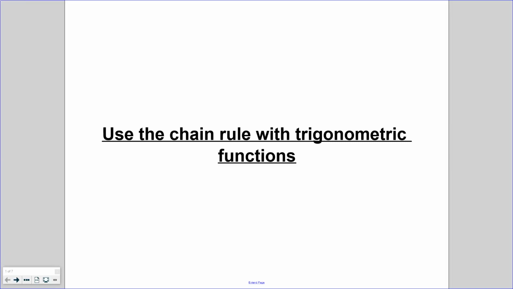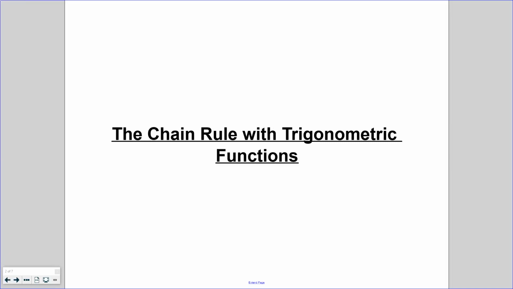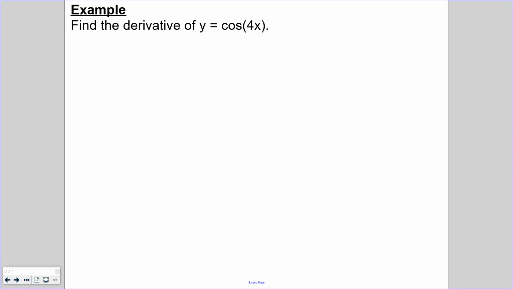Use the chain rule of trigonometric functions. So in this video, we are obviously going to use the chain rule and see how we can apply it with trig functions. Alright, so let's take a look at our first example. In this example, we're being asked to find the derivative of y equals cosine of 4x.